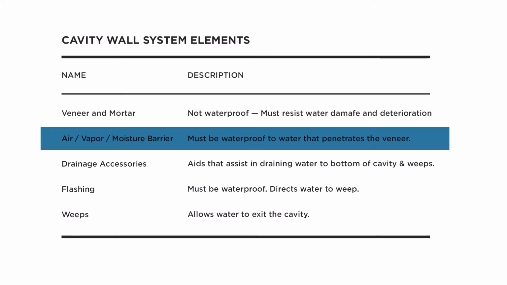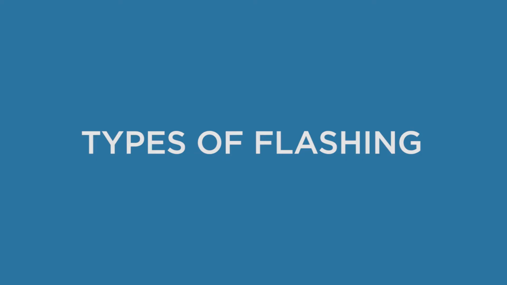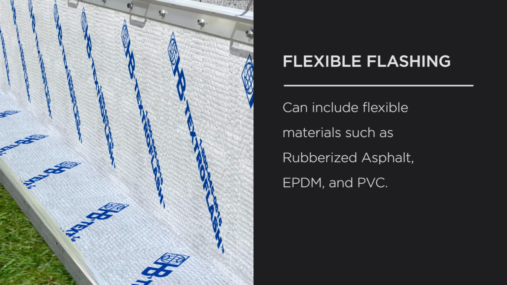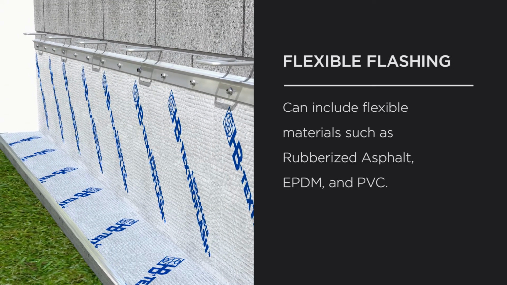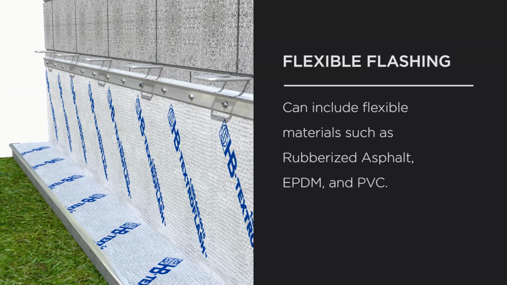Air, vapor, and moisture barriers play an important role in moisture control, but are beyond the scope of this video. Let's review the general types of flashing, their uses, advantages, and disadvantages. Flexible flashings can include materials such as rubberized asphalt, EPDM, and PVC.